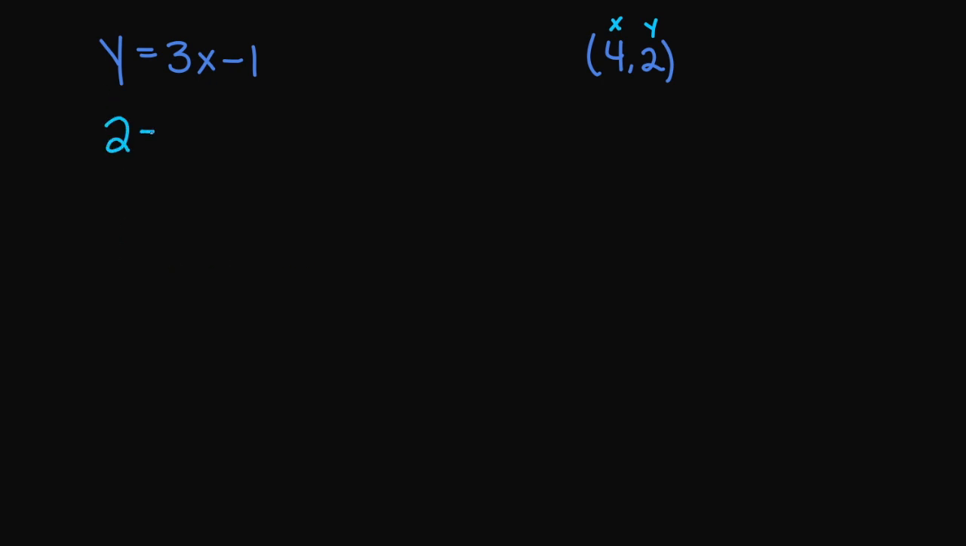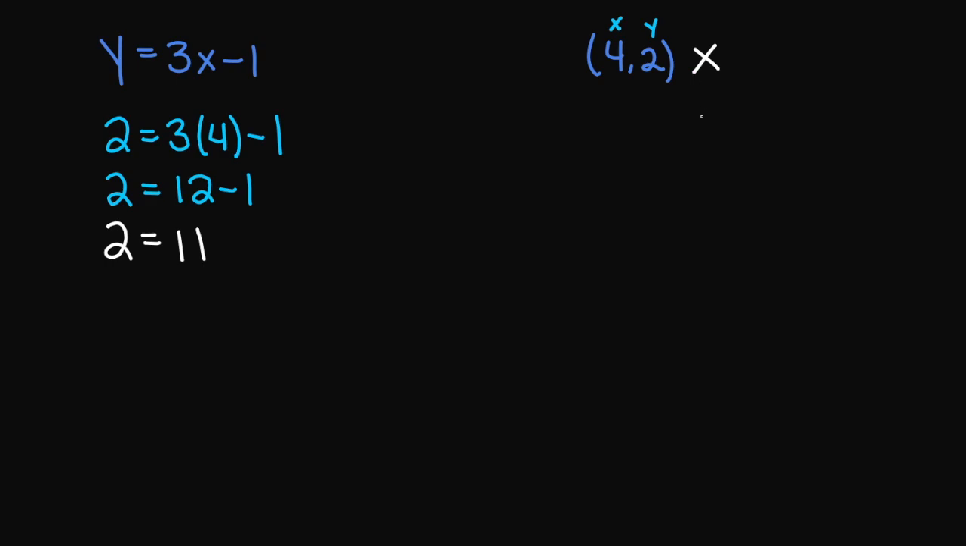So 2 equals 3 times x. That's going to be 3 times 4 minus 1. Now you have 2 equals 3 times 4. This is going to be 12 minus 1. And on my left side here, you just have 2. So 2 equals 12 minus 1. This is going to equal 11. So as you can see, this is not a solution. 2 does not equal 11. So the ordered pair (4, 2) is not a solution.